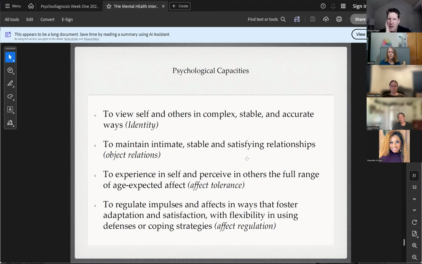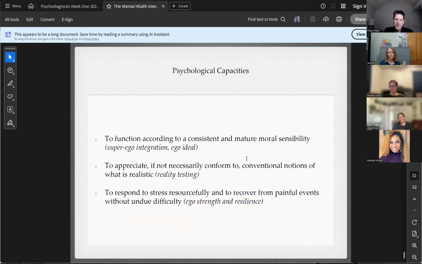I can't remember what she said, but I know they talked about her family a little bit during this. To experience self and perceive others in the full range of age-expected ways. What's their affect like? Impulse control, affect regulation, emotional regulation. So we want to look for all of these things. Okay. That is what we have for the mental status examination, or their intake.